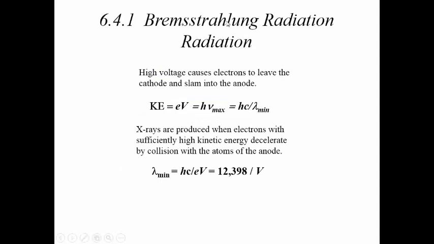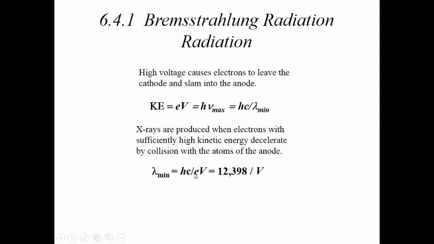We'll look at, first of all, the different radiation. Let's talk about the voltage. The voltage causes the electrons to leave the cathode and slam into the anode. Here's the kinetic energy of those electrons. It's eV, and it can also be written as Planck's constant times nu max, or Planck's constant times c divided by lambda min. So the minimum wavelength is inversely related to the voltage that we put across the tube.